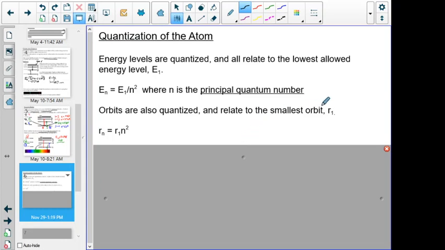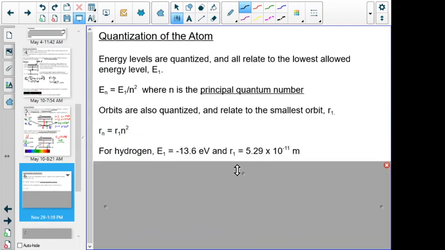Orbits are also quantized. They relate to the smallest orbit, R1, and it's R1 times n squared. You don't need to know this equation. You don't need to use this equation. You need to do nothing with this equation. For hydrogen, we have these very specific values for R1 and E1. And you might think, well, this is really easy. I could do this for any atom. I just need to know the E1 for that atom and the R1 for that atom, and everything's great.